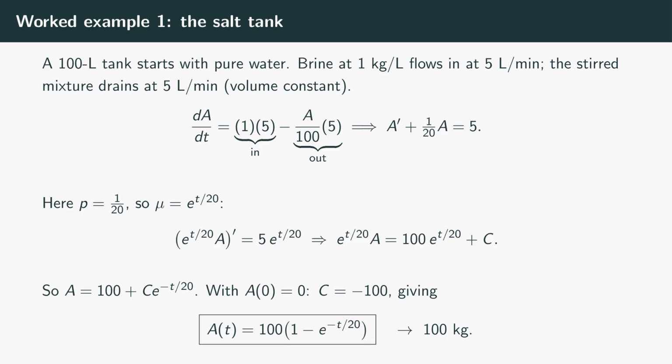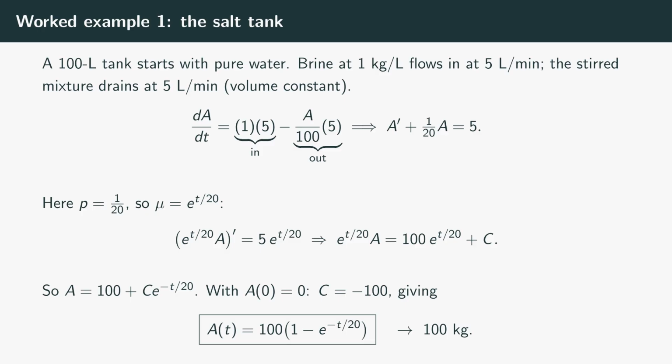Rearranged into standard form, A prime plus 1/20th A equals 5. Here, P is 1/20th, so the integrating factor is e to the t over 20. Multiply through, and the left side becomes the derivative of e to the t over 20 times A, equal to 5e to the t over 20.